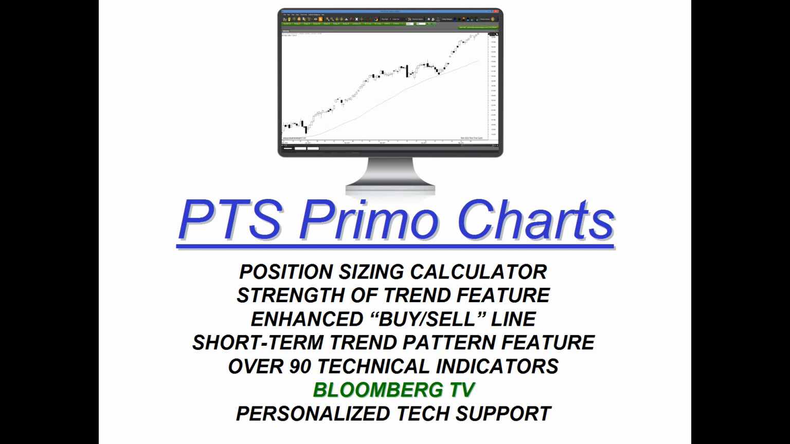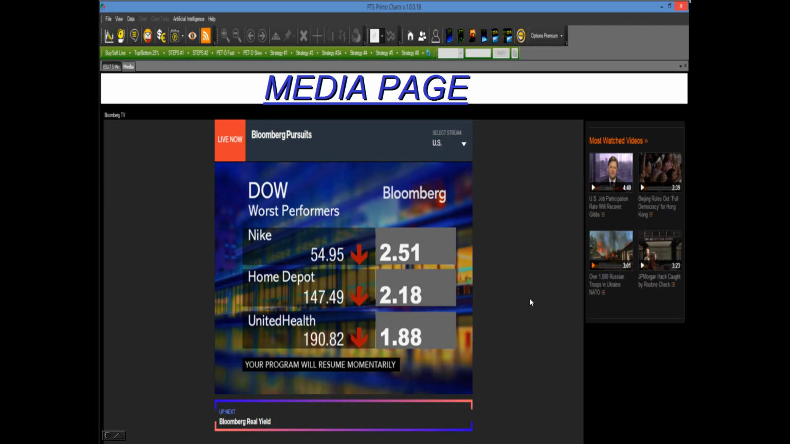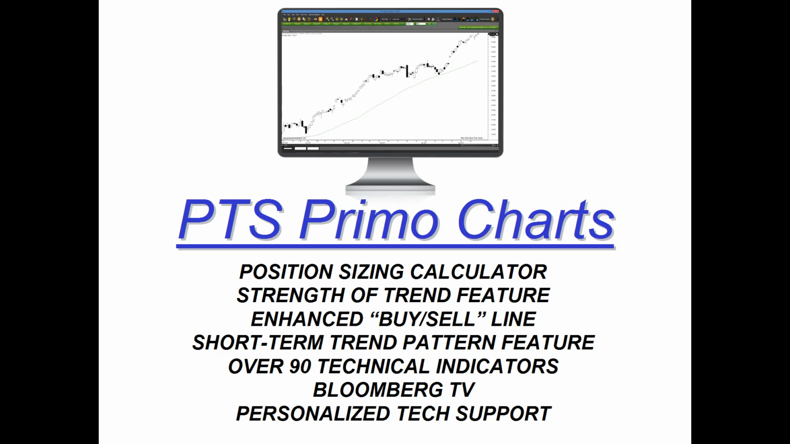When you click on the media icon page on our platform, you will automatically see a live window of the Bloomberg TV right there on your screen. And so any economic report, any news announcement, any earnings report, you will have it and see it reported live while you're looking at your charts at the same time. This also comes included with the platform.